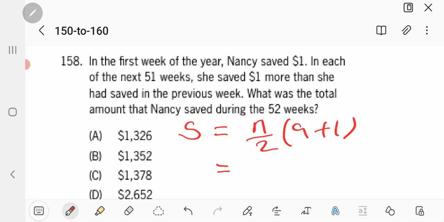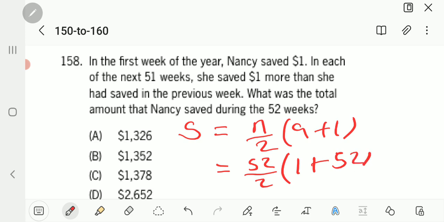So what is n? Nancy saved $1 in week 1. So in all, that is for the 52 weeks: 52 over 2 brackets, the first term 1 plus the last term, since the progression goes 1, 2, 3 down to 52. That is, this gives us 52.